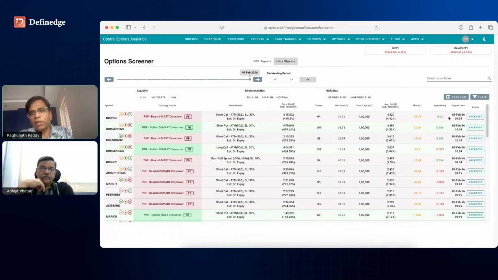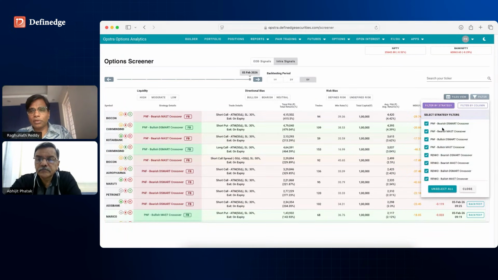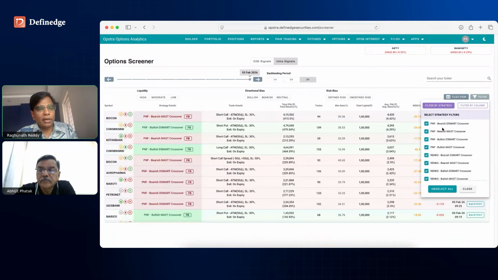For example, if you look at the filters, you will see this PNF, and we mainly have MUST, which is a trend trading indicator, and similarly DECMA is another trading indicator. And then we have bullish, bearish, and obviously Renko and PNF based charts to generate this.